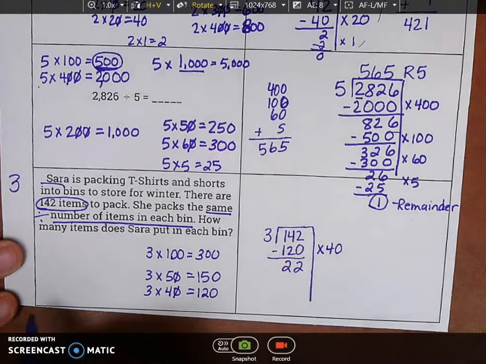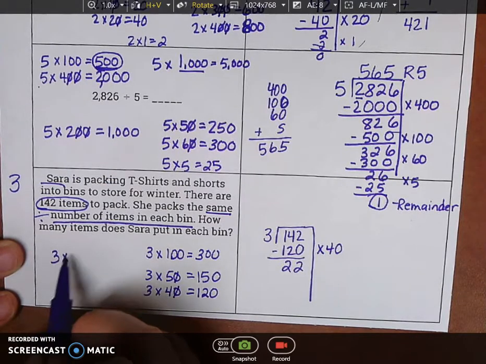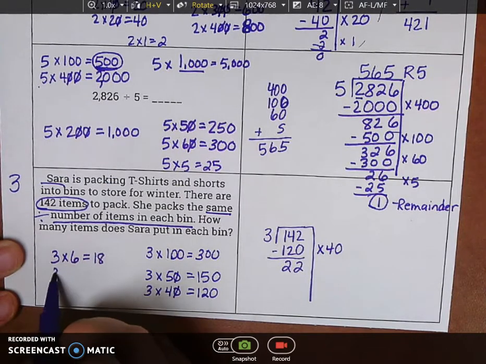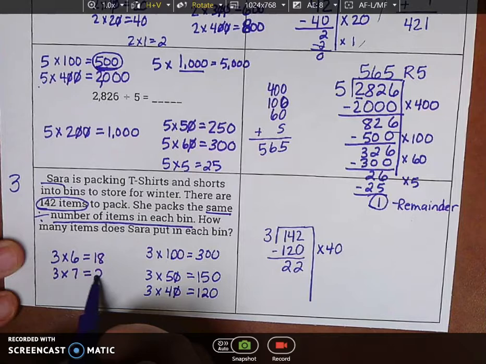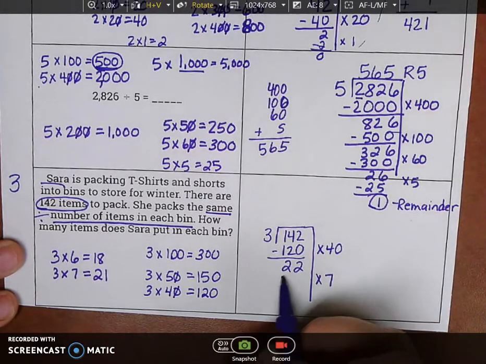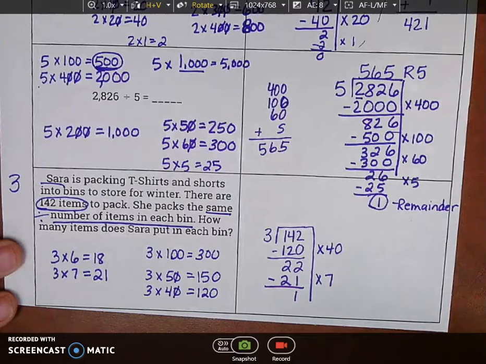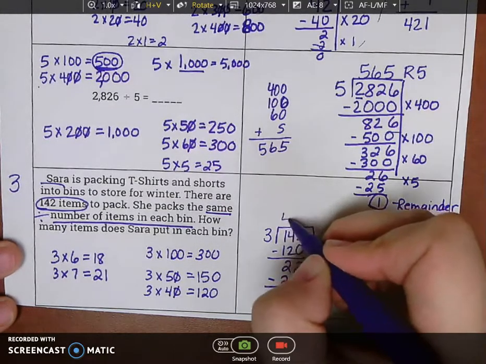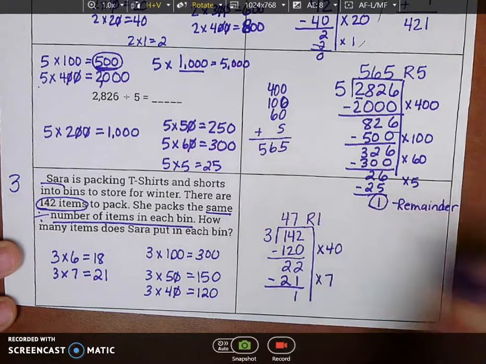So how close can I get to 22 without going over? Well, 3 times 6 is 18. 3 times 7 is 21. So I think that's as close as I can get, times 7. So I would get 21. Subtract. I'm left with 1. I can't make that into a group of 3. So my quotient would be 47, remainder 1.